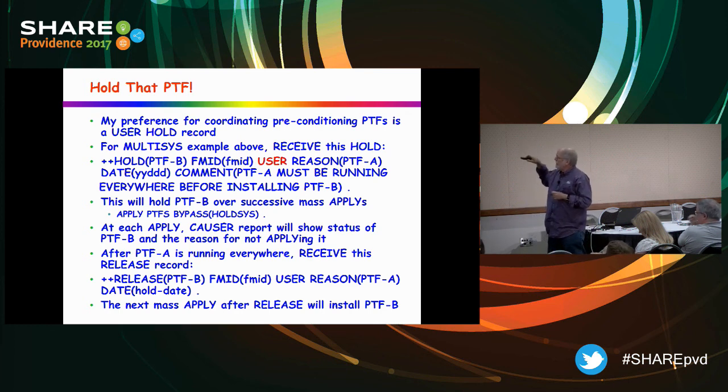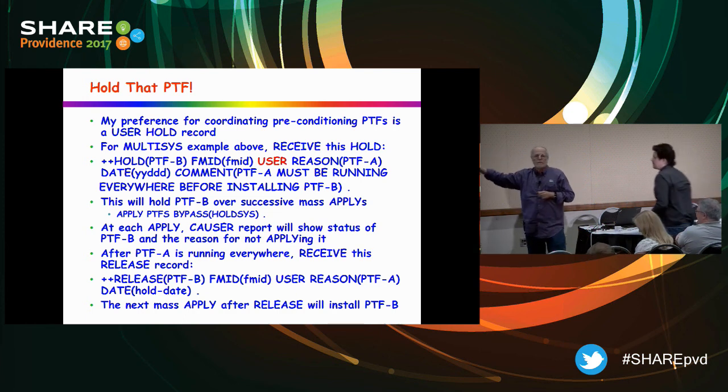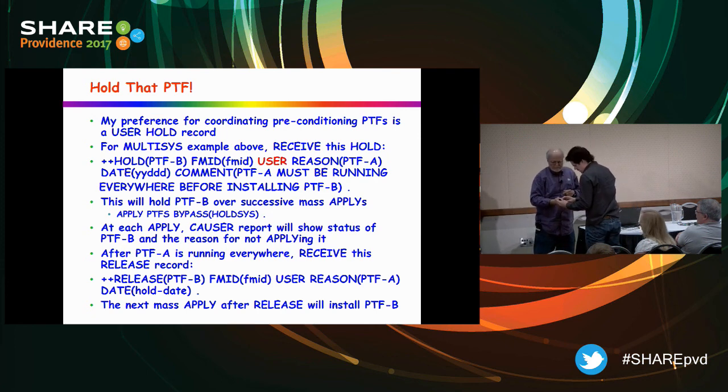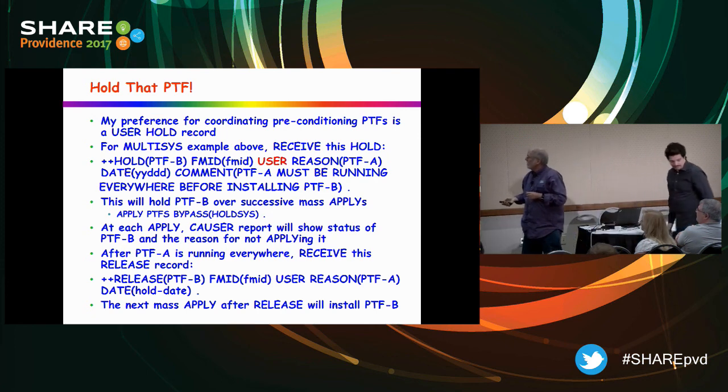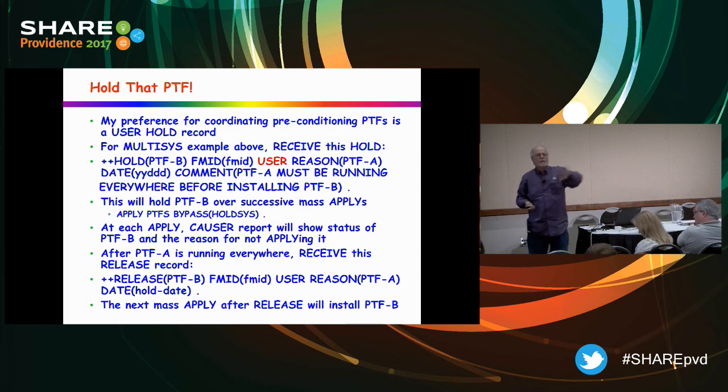So you receive this into your SMP stream, and this will hold PTF-B over successive mass applies. And by mass apply, I mean apply PTFs, bypass hold sys. In other words, you just want to put on an entire set of stuff. You have looked at all the hold records, and you're satisfied that they're all taken care of. So I want to put everything on, and anything with a hold sys will just go on. But the user will not be covered by this because it's a user hold.